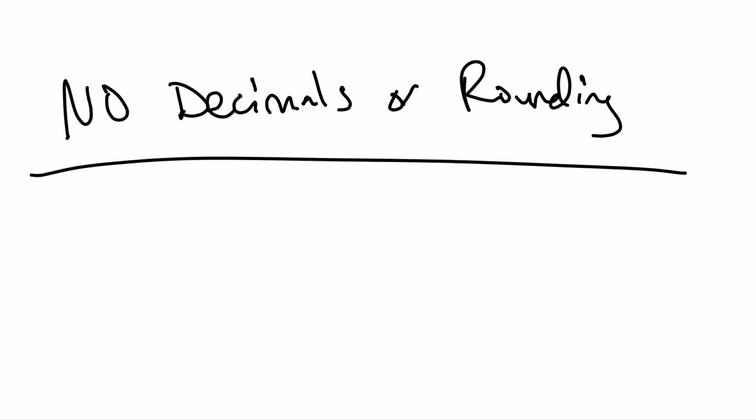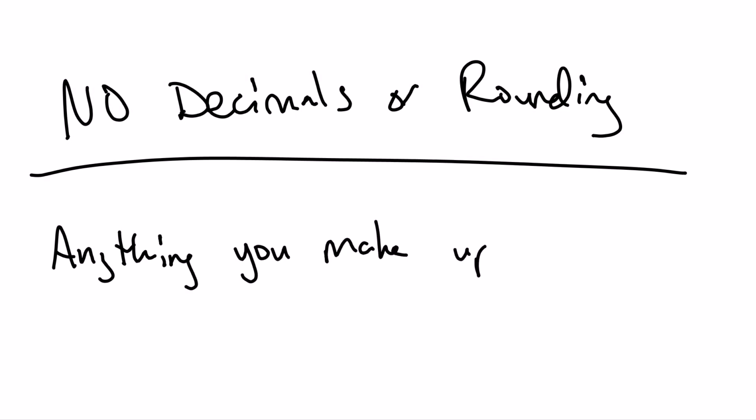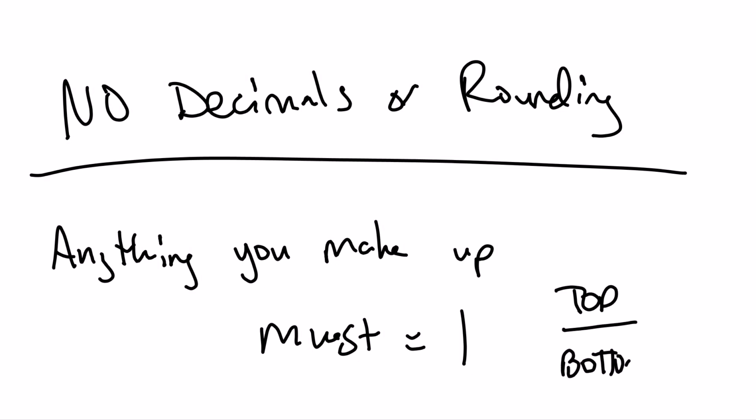All right. Remember, anything that we make up, anything you make up to multiply, it must equal 1. And that means the top and the bottom have to be the same. That's how you know something is equal to 1. It doesn't have to look like 1. The top and the bottom have to be exactly the same.